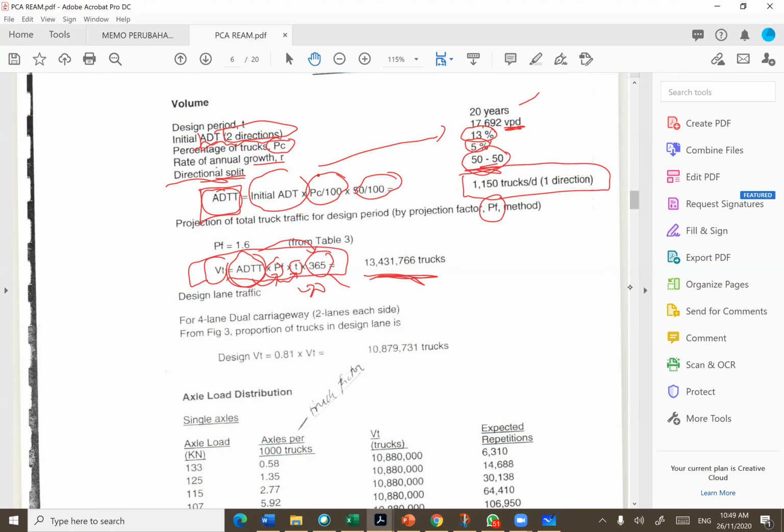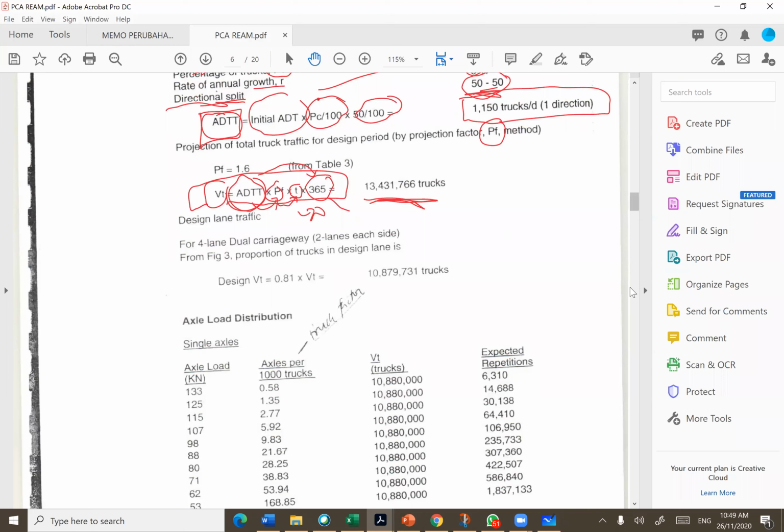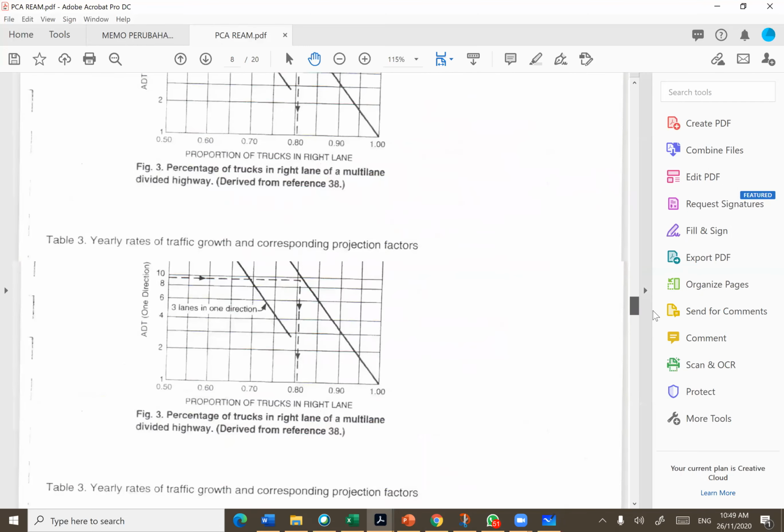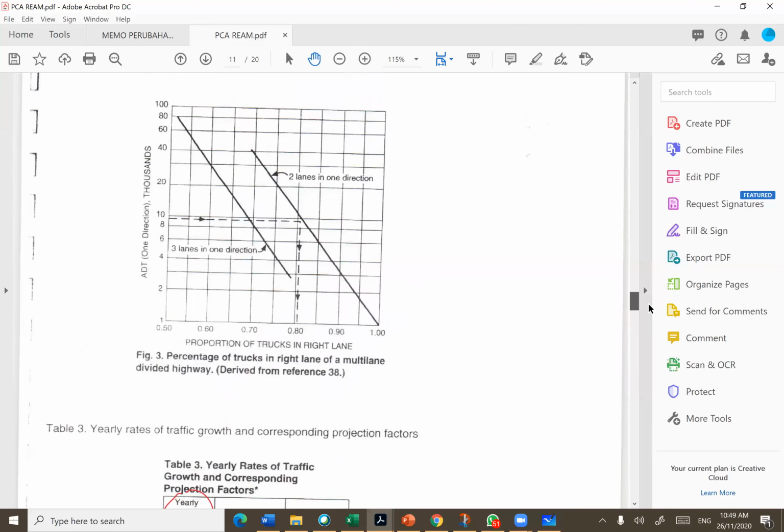Then after that, it is told that this road is a 4-lane dual carriageway, meaning they have 2 lanes per direction. So you need to multiply with the lane distribution or the design lane. For this they refer to Figure 3. They also give the specific Figure 3, the same page, page 37.